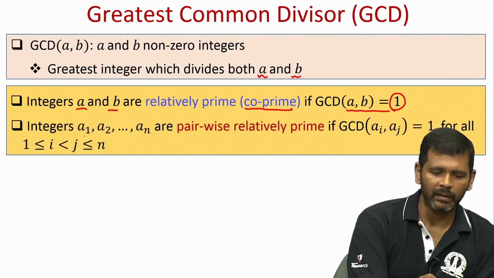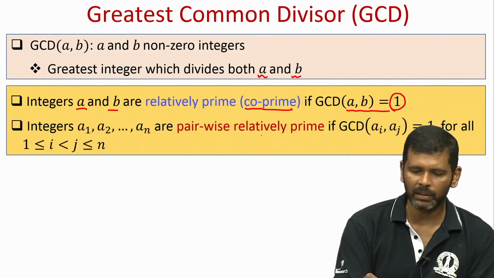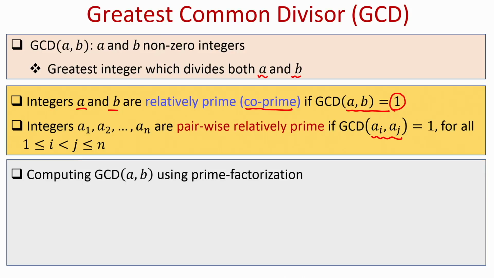Whereas, if we have n values a1 to an, we call them pairwise relatively prime if you take any pair of values ai and aj in the set, and they are co-prime to each other. Now, an interesting question is, if we are given two values a and b, how exactly do we find out their greatest common divisor?